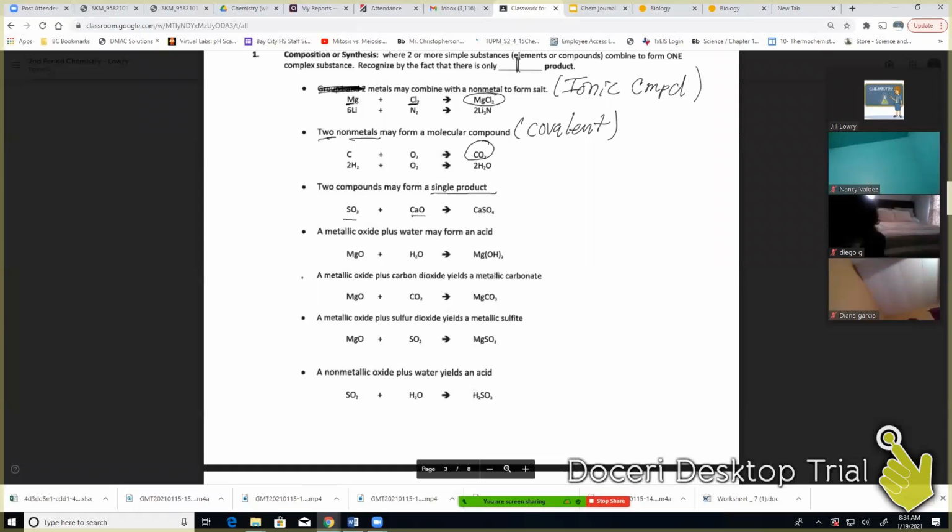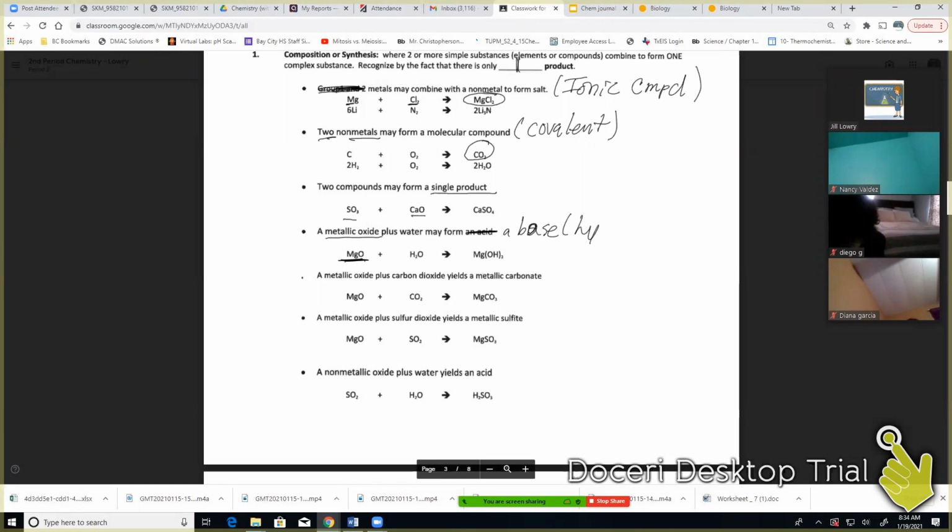The next one, if I have a metallic oxide, and a metallic oxide is just a metal combined with oxygen. So like this one example, this would be magnesium oxide. That's a metallic oxide. It combines with water to form, it should be an acid. If you take that away, it should be a base.